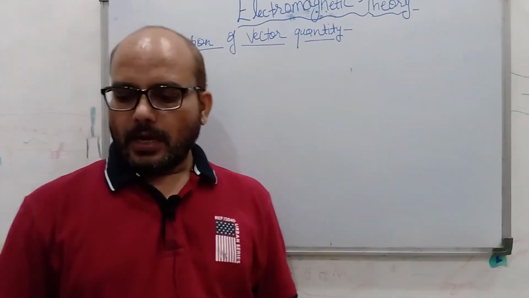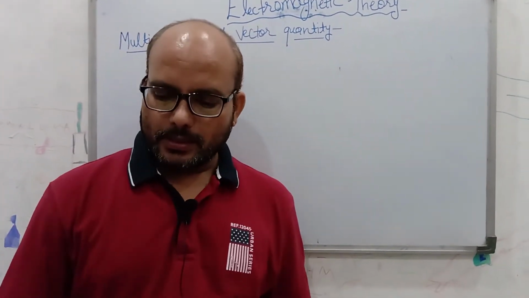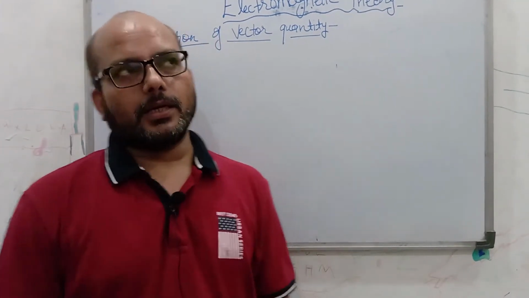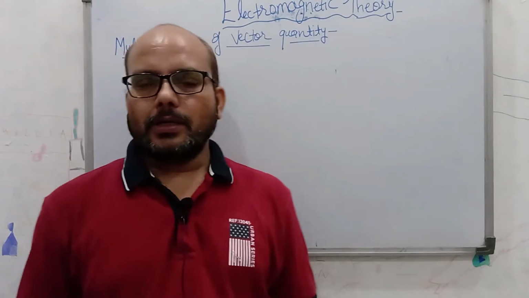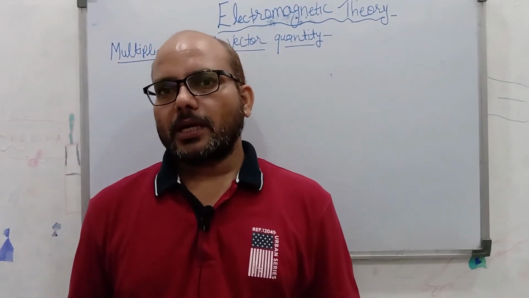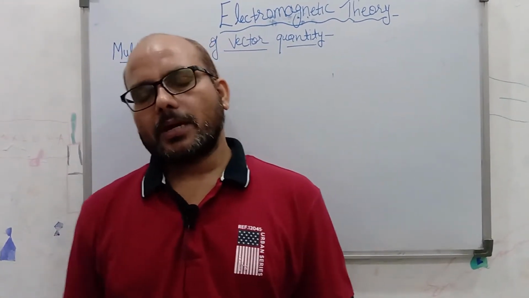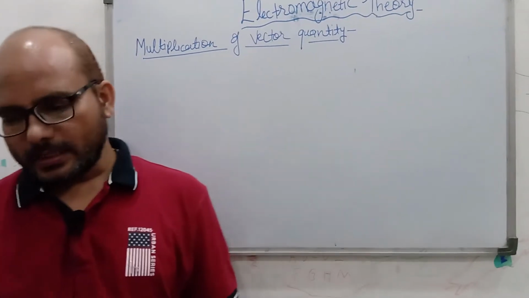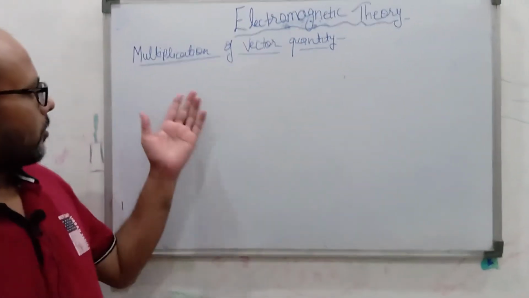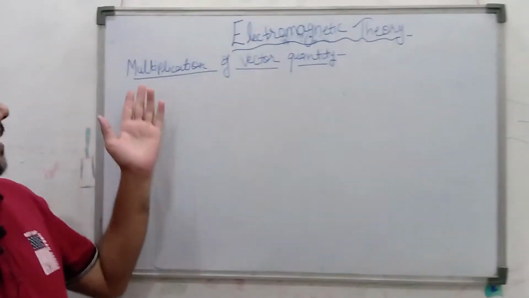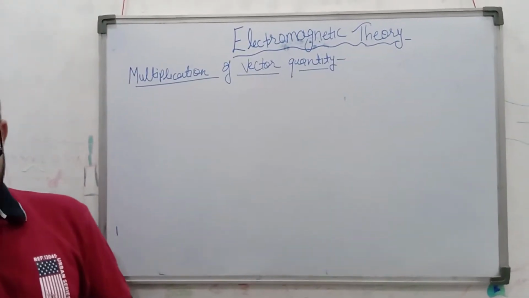unit vector, and unit vector is most important. Unit vector is also known as the base vector, i cap, j cap and k cap. Its magnitude is 1, and i cap, j cap and k cap represent the direction of the x axis, y axis and z axis respectively. So now I am going to start the multiplication of vector quantity.